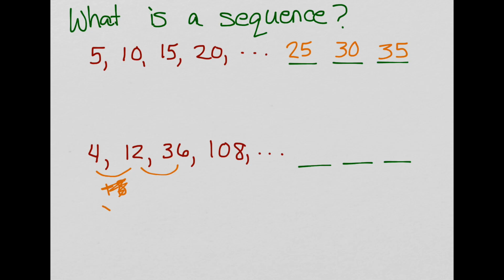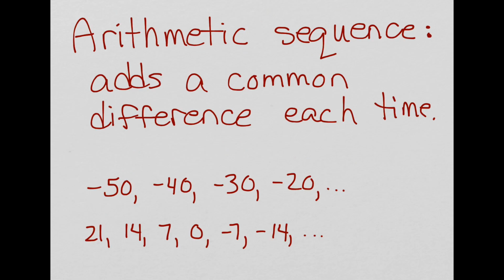Well, 4 times 3 is 12, and look, 12 times 3 is 36, and 36 times 3 is 108. So that must mean that we are multiplying by 3 every time. So 108 times 3 is 324, and if I multiply that by 3, I get 972. And if I multiply that by 3, I get 2,916. Wow, okay, so with sequences that are multiplying, it looks like we can get big numbers pretty fast.